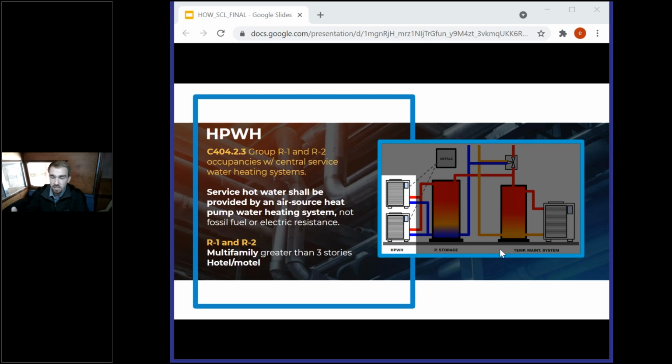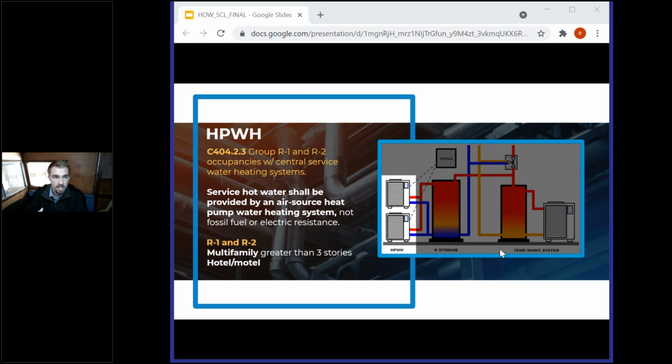Seattle Energy Code 2018 is going to be live January of 2022, so in a few months here, and it requires heat pump water heating in multifamily and hotel motel applications. That's huge progress for this market, and Seattle's a front runner in this, along with some other West Coast cities.